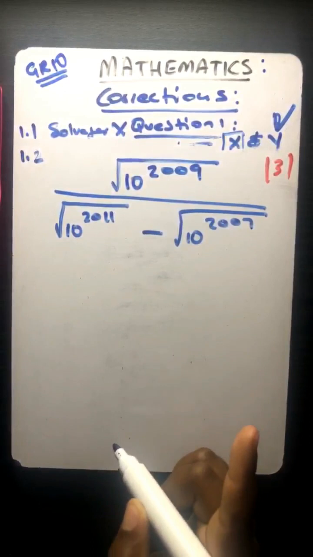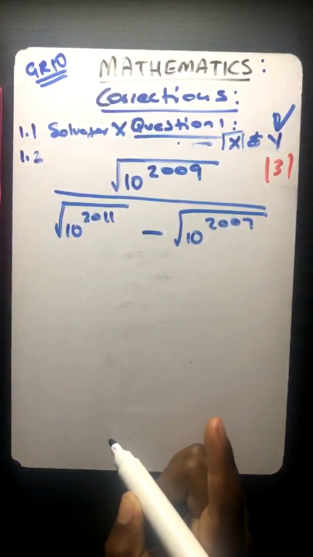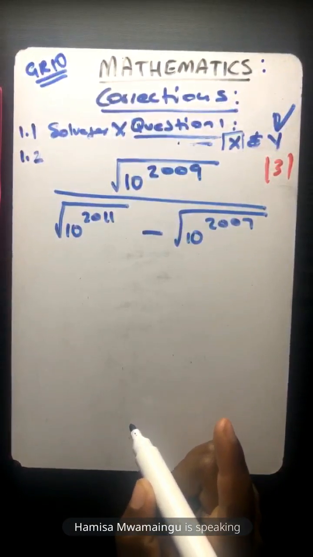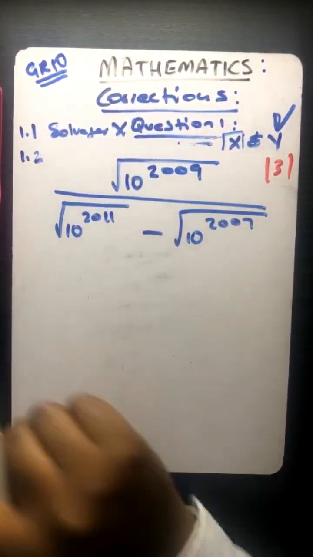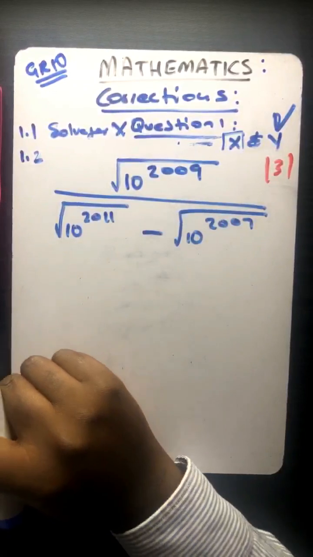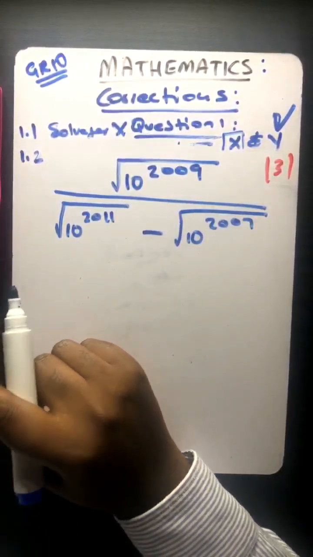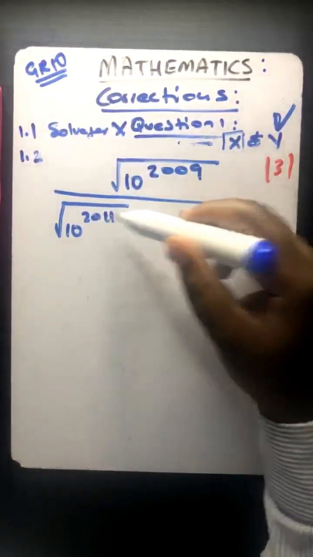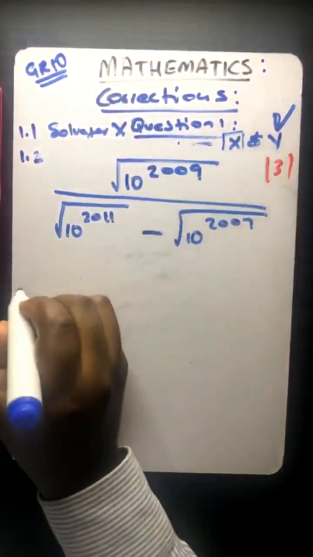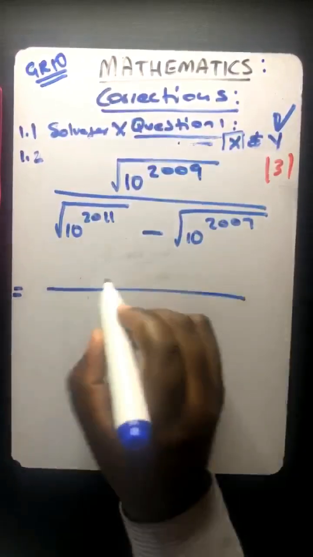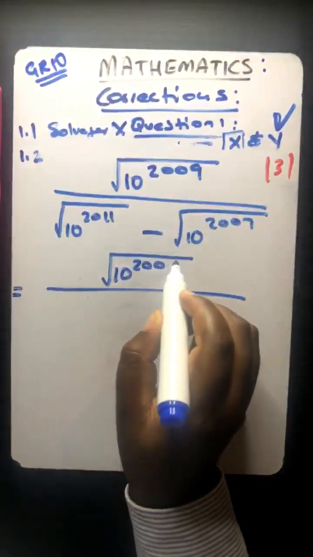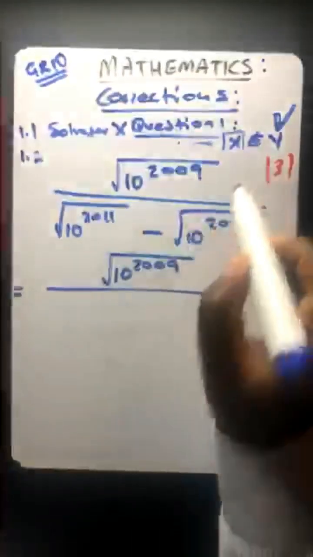Did I copy that correctly? Yes, sir. I think I did copy that correctly. Okay, this is what I would try to do. I would try to somehow have the same powers inside those brackets. Let me try to make everything to the power of 2009. You could make it 2007 or 2011, but let me just make it that.